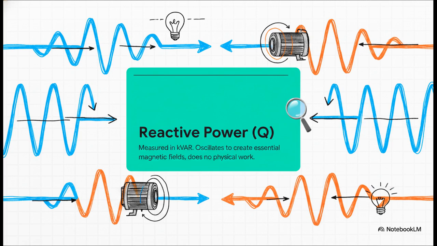Instead, it just sort of sloshes back and forth, oscillating endlessly between the power source and the load. Its entire job is simply creating and sustaining the magnetic fields that heavy equipment needs to operate. Without it, alternating current machinery just wouldn't turn on.